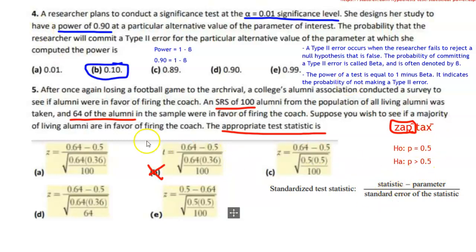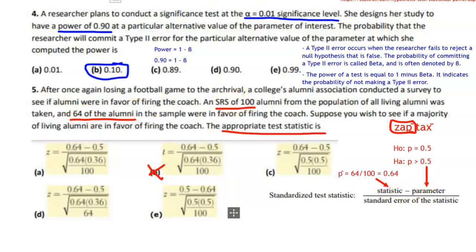So let's look for the ones that are correct. The statistic is supposed to be 64 out of 100, and the parameter is supposed to be 0.5. Most of these are in the correct order. However, I see that letter E is incorrect. That's 0.5 minus 0.64. So we have 1, 2, 3 more choices left.